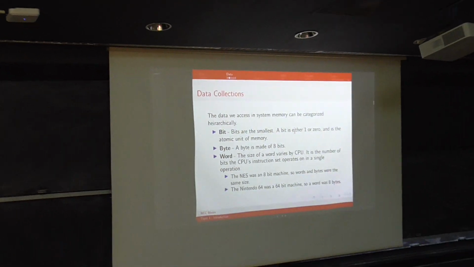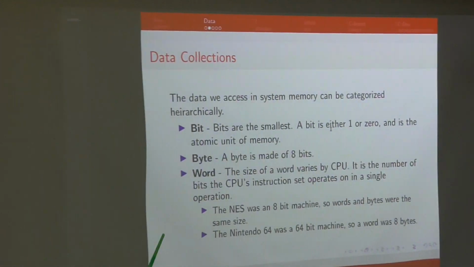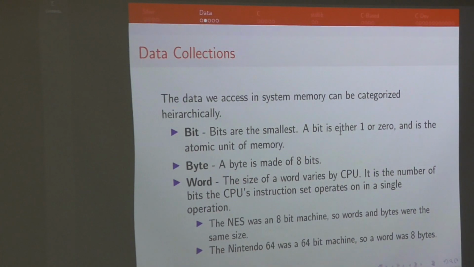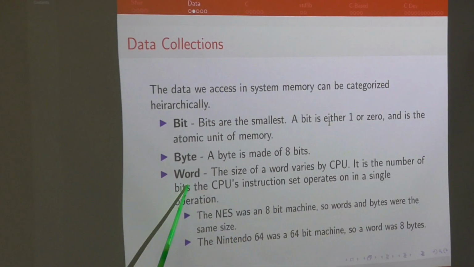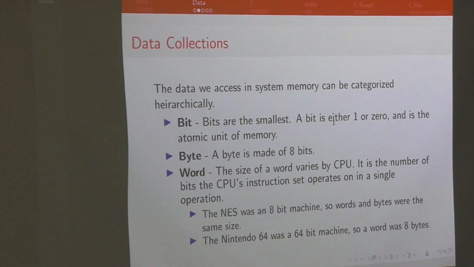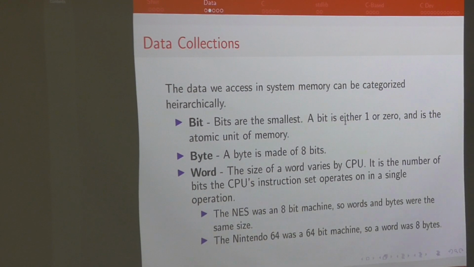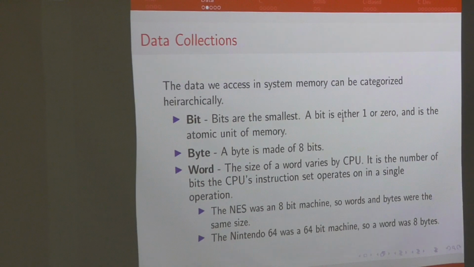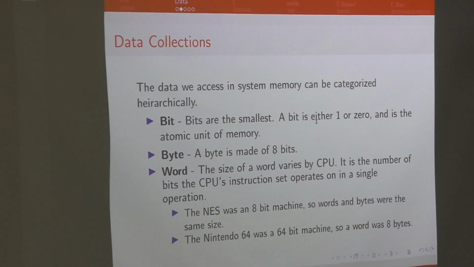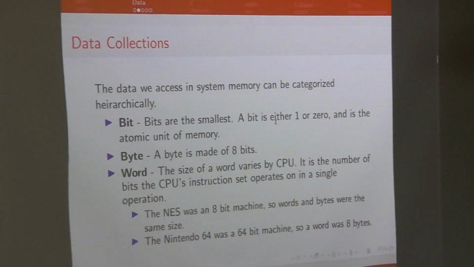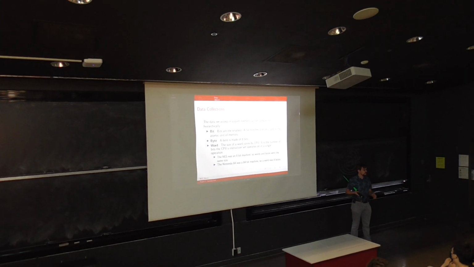The data that we access from a memory system can be categorized hierarchically. The smallest individual atomic unit of memory is, of course, the bit. Bits are organized into bytes. Bytes are organized into words, right? The definition of a word depends on the system in which it resides. Generally speaking, the number of bits or bytes that the CPU can process in a single step determines the word size of the machine.